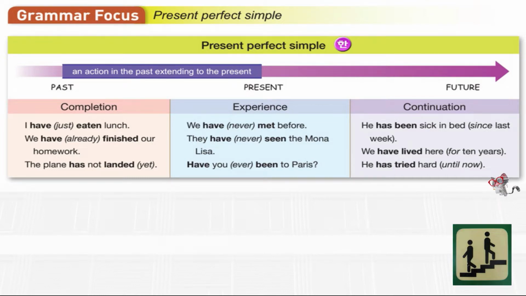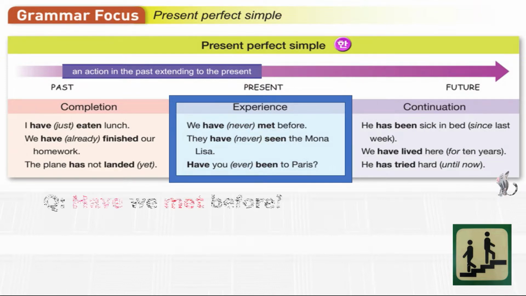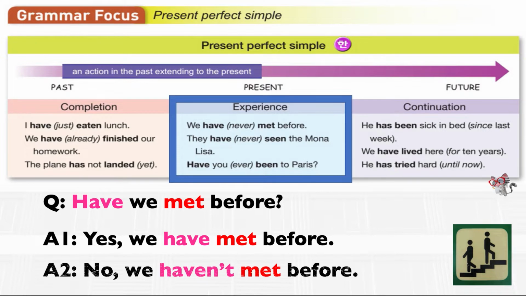Let's move on to experience. And we're going to look at the ones with met. So what would be the question for the met one, Yonghee? Have we met before? Yes, good question. Have we met before? And the answer is yes or no. Yes, we have met before. No, we haven't met before. You could say possibly or maybe, but here we're giving definite answers. Yes, we have met before, or no, we haven't met before.